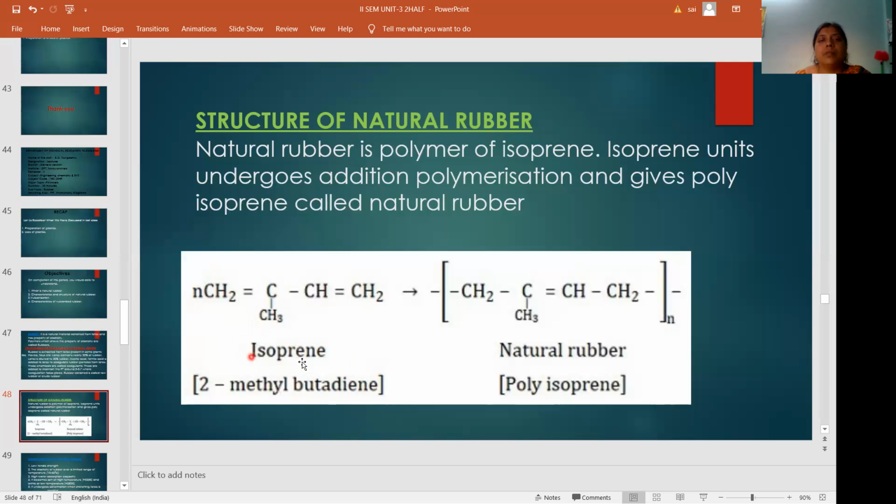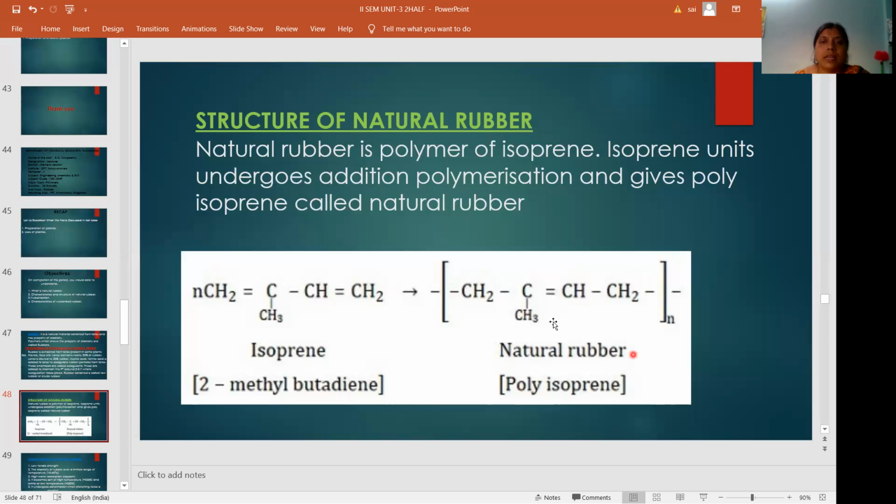So this isoprene molecule undergoes addition polymerization. That is, n number of isoprene molecules undergo addition polymerization. Here 2 double bonds are there, so one double bond will break. This double bond will shift to the middle, and the other will combine with another isoprene. So CH2, CH3, and the double bond will come here, CH2. Again, one more isoprene will combine, like that, one more. So this is nothing but polyisoprene, and polyisoprene is nothing but natural rubber.